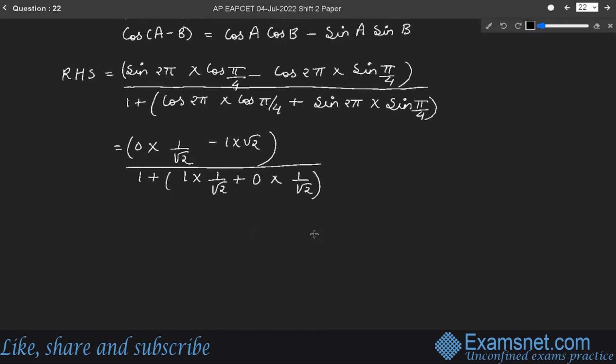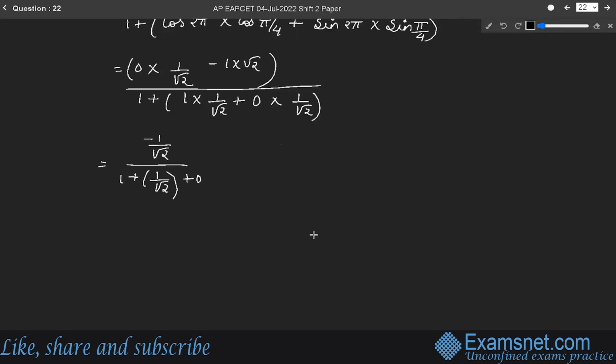On further solving this, 0 into 1 by root 2 will be 0. So minus 1 upon root 2 divided by 1 plus 1 by root 2 plus 0. Now we have to rationalize the above expression. On rationalizing the above expression, we get minus 1 upon under root 2 plus 1 into under root 2 minus 1, divided by under root 2 minus 1.